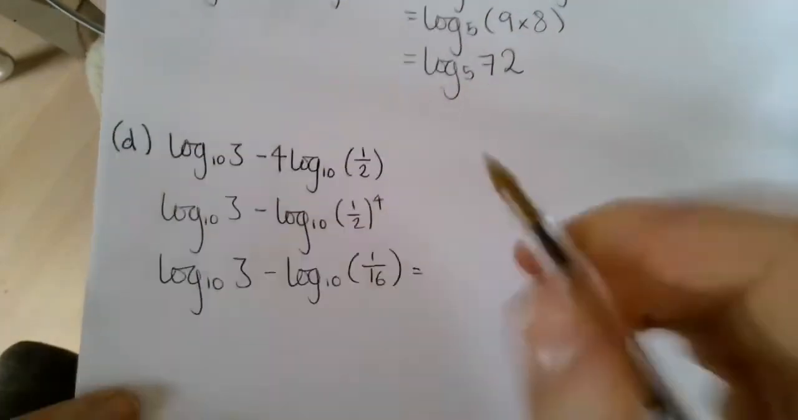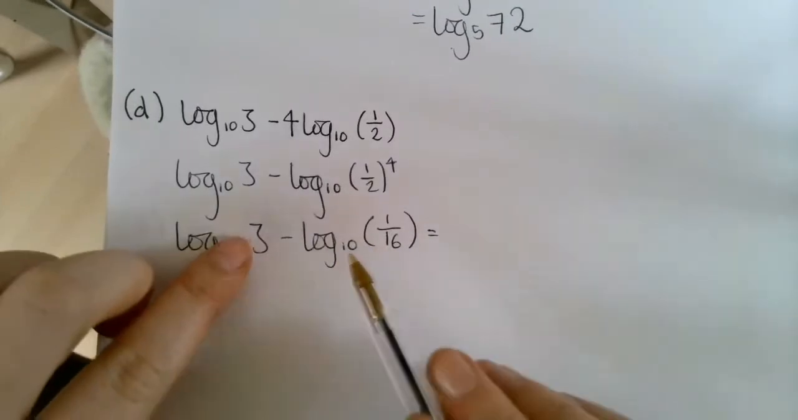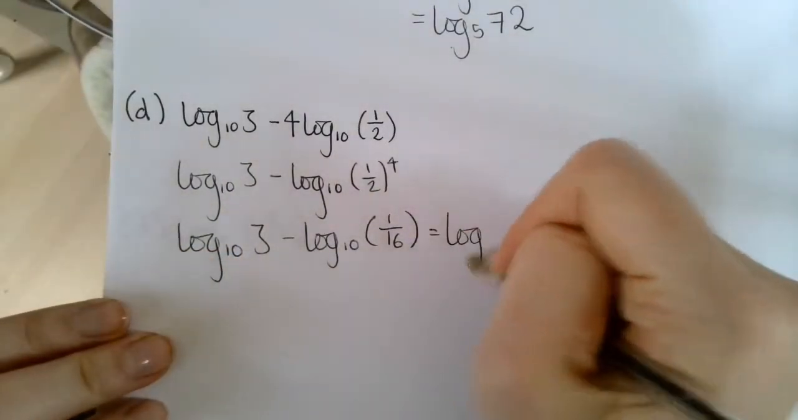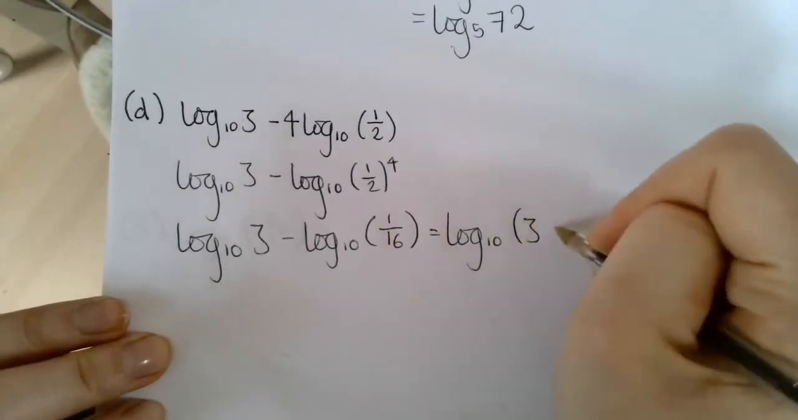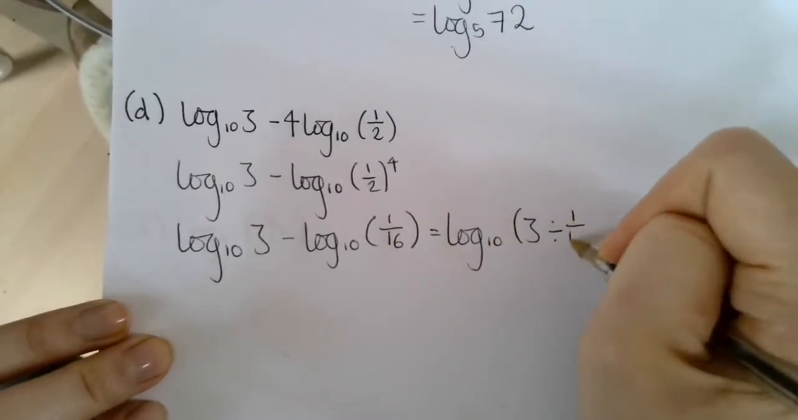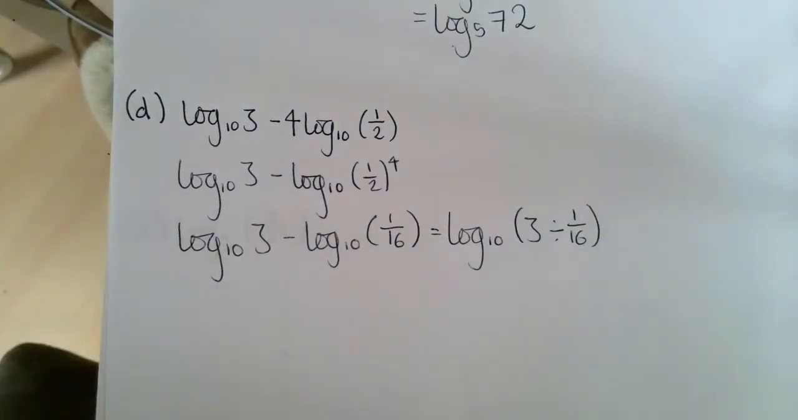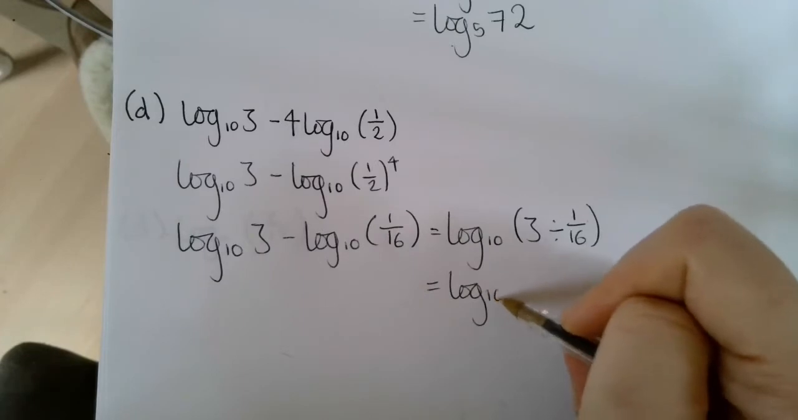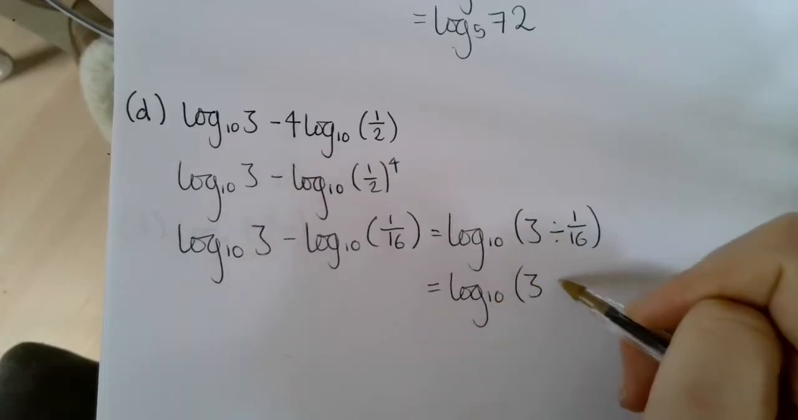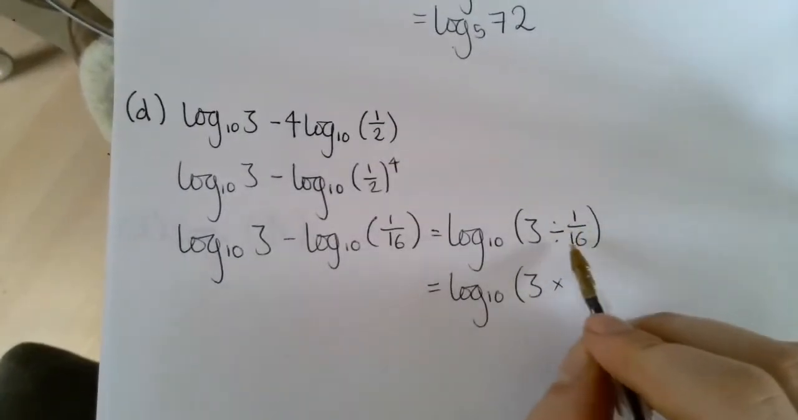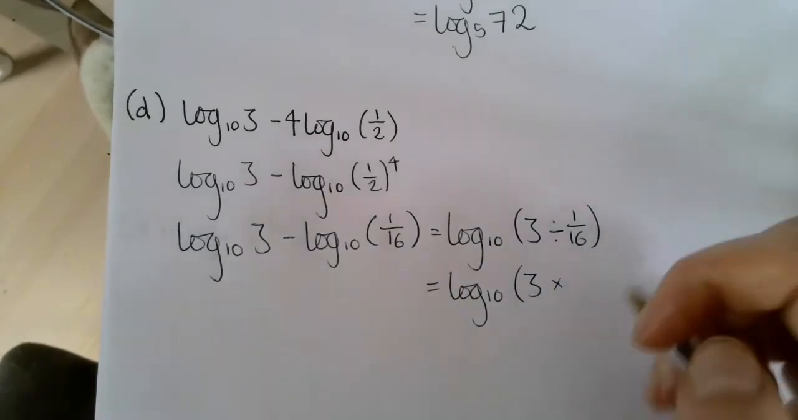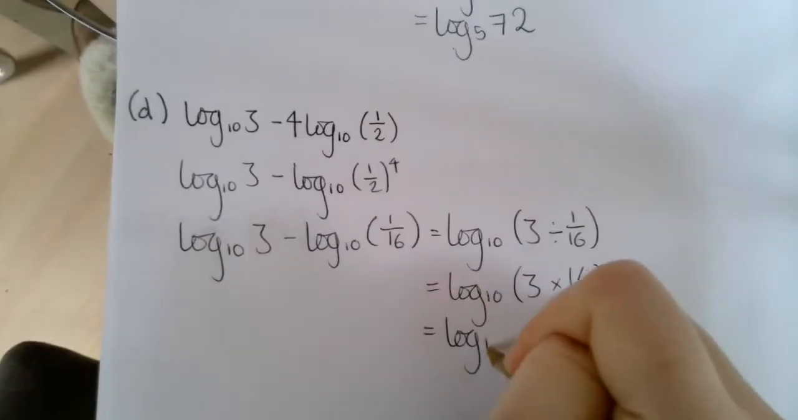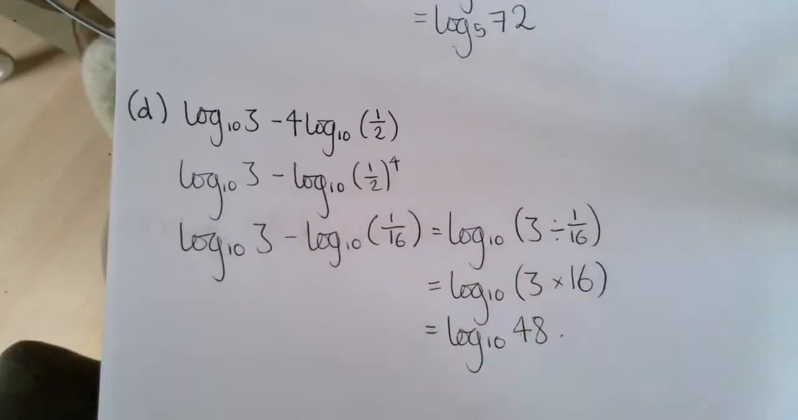So we've now got two logarithms, we're subtracting them, they've got the same base, so we're going to use the division law. So we're doing log base 10 of 3 divided by 1 over 16. Now remember, when we divide a whole number by a fraction, we multiply the whole number by the reciprocal of that fraction. So we're doing 3 multiplied by 16 here, and we get log base 10 of 48.